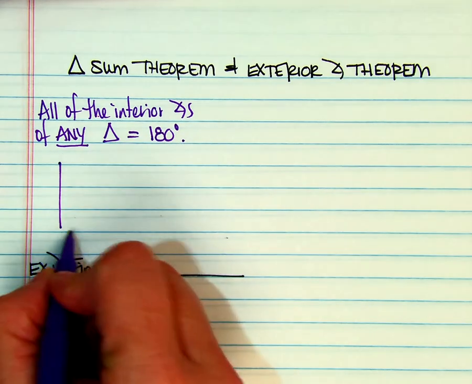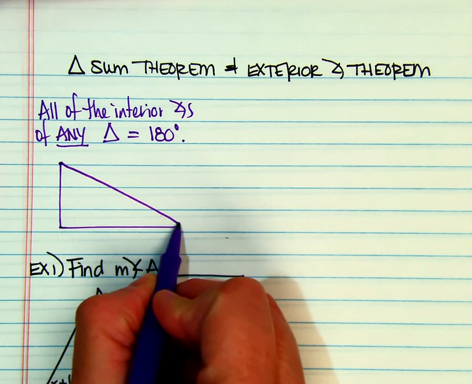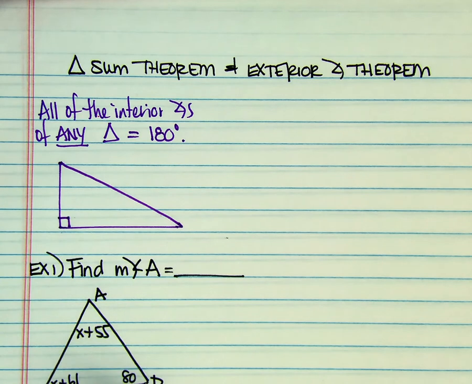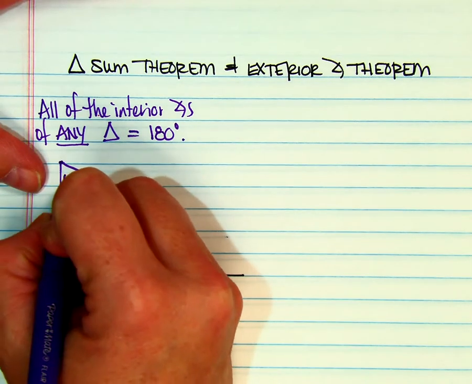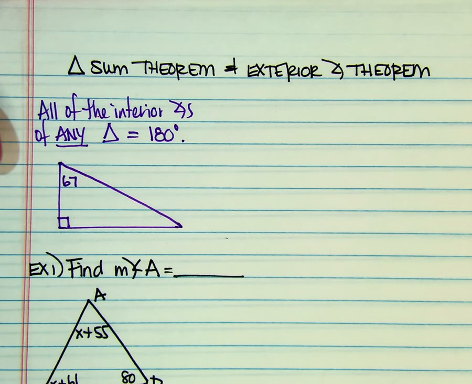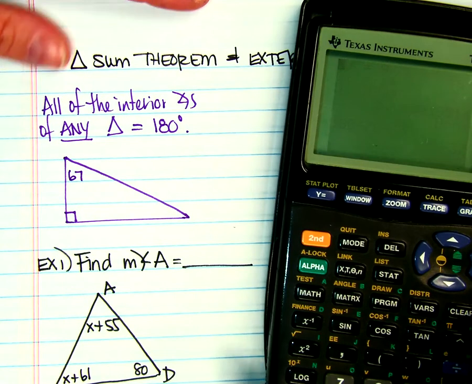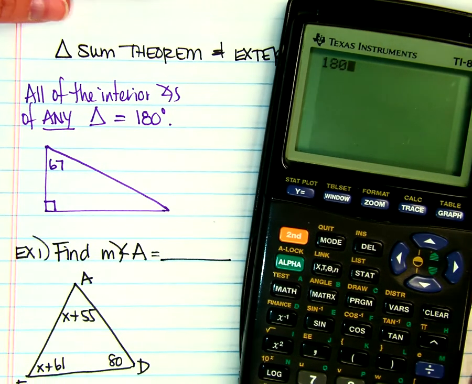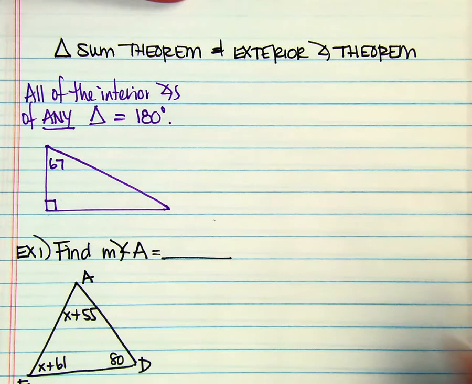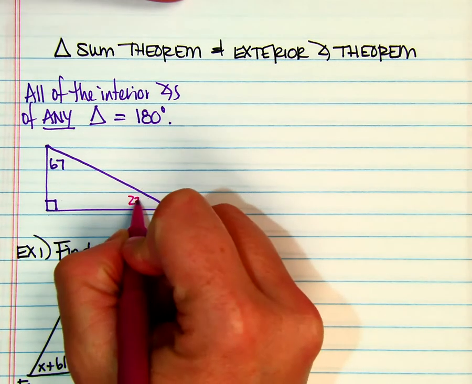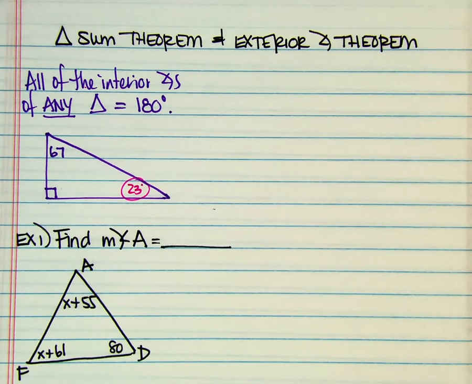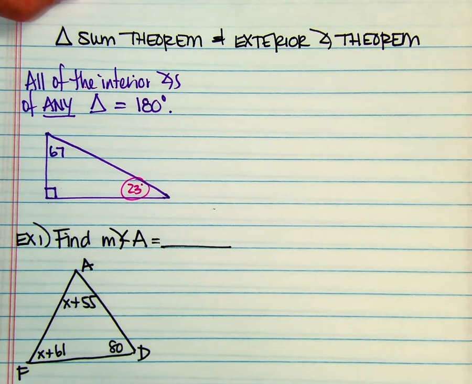So I know that if I have some triangle, and this is 90, for example, and this is 67, I would grab my calculator and I would do 180, because I know it's what it has to equal, minus the 90, minus the 67, gives me 23. So this missing angle is 23 degrees. We'll learn some other shortcuts having to do with the right angle later on.